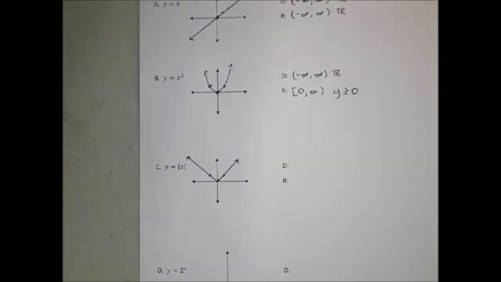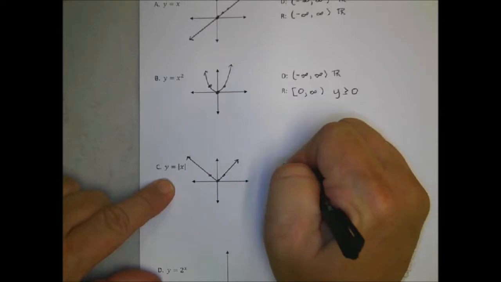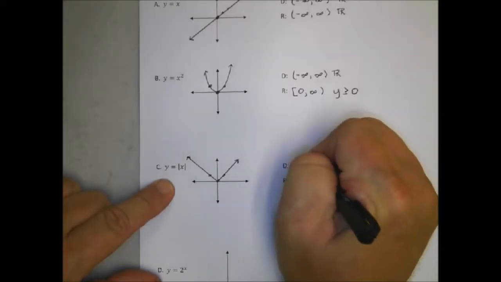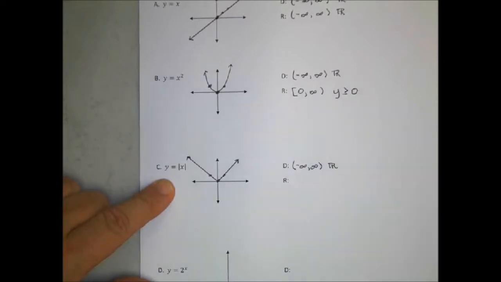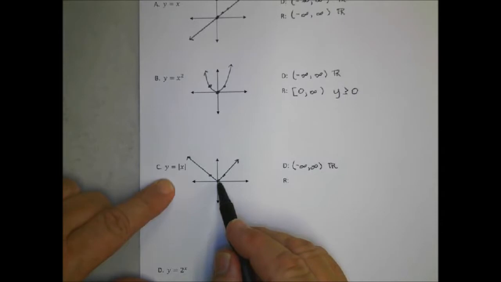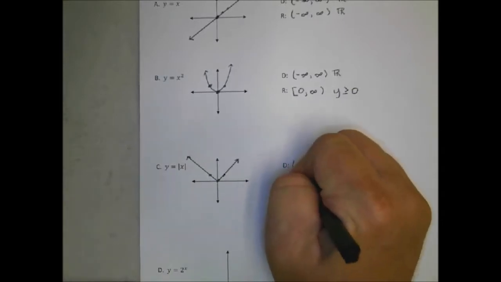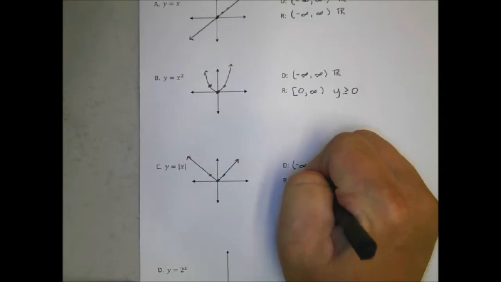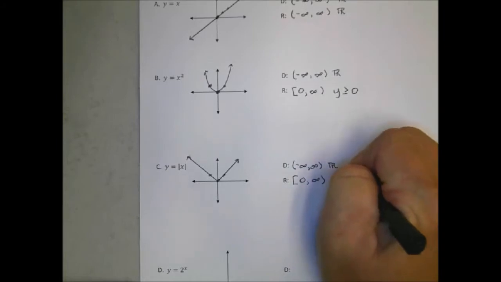Now the domain, again, the values of x that are used by this graph range from negative infinity to positive infinity for all reals. The values of y, again, the lowest point, the minimum point of this absolute value v is 0. And we do include 0. So 0 to positive infinity, or y is greater than or equal to 0.